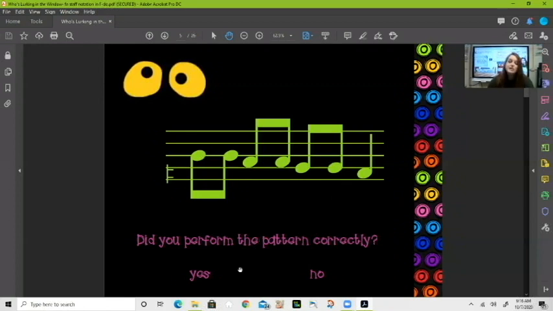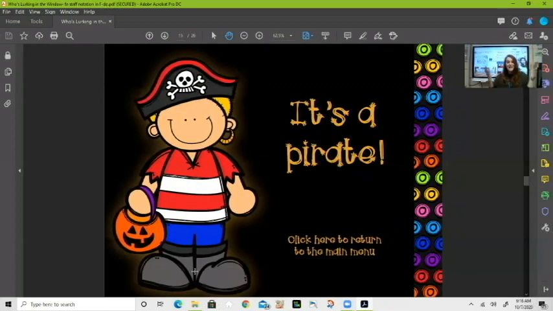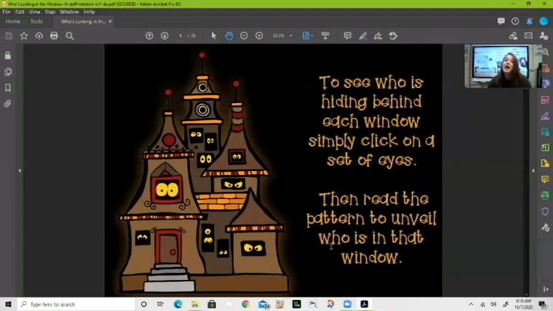Just like that. So because we sang the pattern, we can click yes and see who's behind the eyes. It's a pirate. Oh my gosh. How many of you guys are going to be pirates for Halloween? All right. So we're moving on to the next melody. Now we need to pick another set of eyes. So let's move over into this little window here. These eyes kind of look a little scared some.